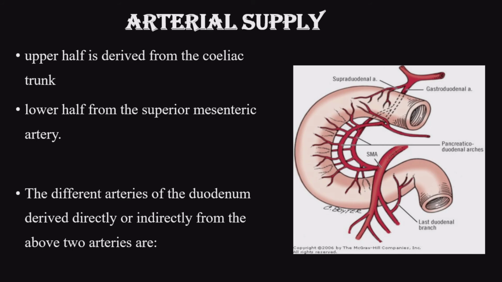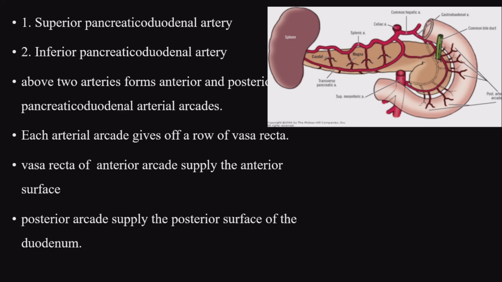Arterial supply of the duodenum. The duodenum develops partly from the foregut and partly from the midgut. The opening of the bile duct into the second part of the duodenum represents the junction of the foregut and midgut. Up to the level of the opening, the duodenum is supplied by the superior pancreaticoduodenal artery and below it by the inferior pancreaticoduodenal artery. The superior pancreaticoduodenal artery is a branch of the gastroduodenal artery, and the inferior pancreaticoduodenal artery is a branch from the superior mesenteric artery.